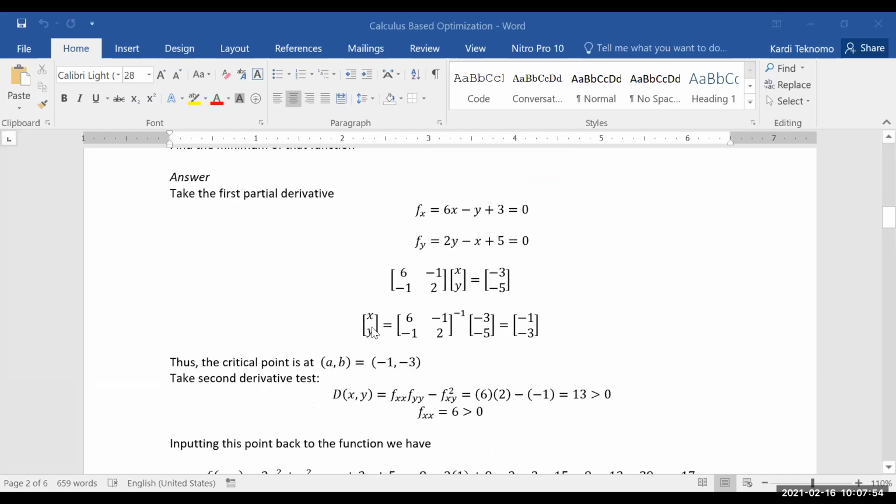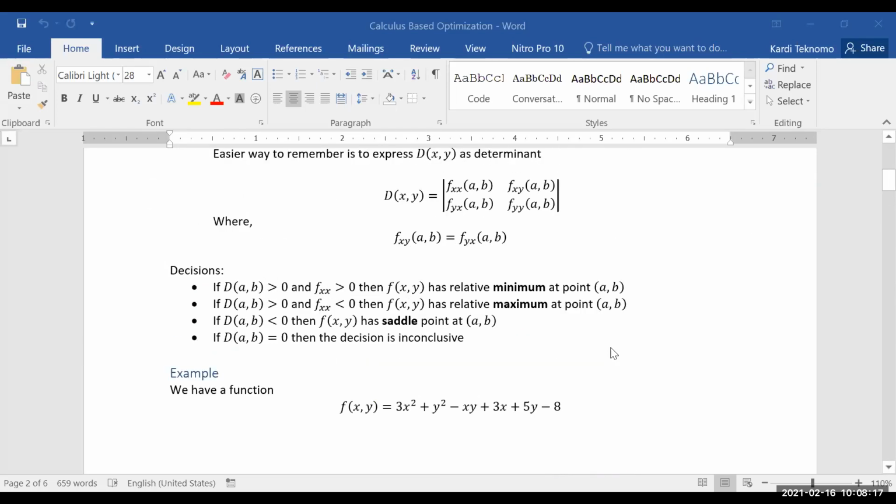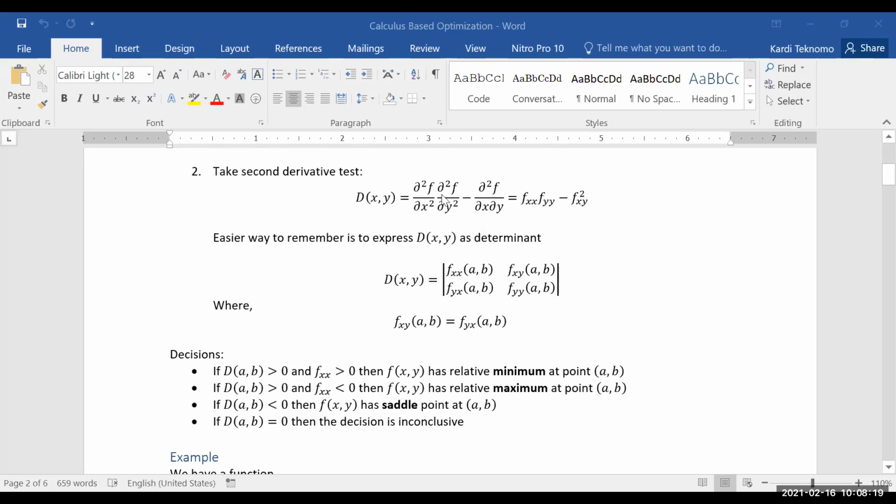Then calculation of x is simple. Just take the matrix inverse, multiply by that, then you get this value. Okay. So you get the critical point of A B is minus 1, minus 3. So now take the second derivative. Remember in the second derivative test, the test is this value, which is if fxx times fyy minus fxy square.